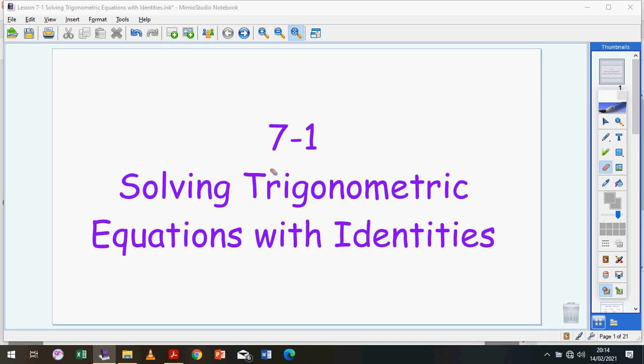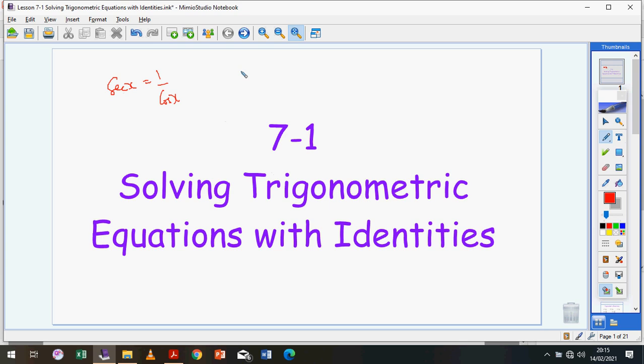Hey guys, so this is the new Unit 7, solving trigonometric equations with identities. And trigonometric identities are basically different ways to express trigonometric functions. I know you know that trigonometric functions can be written in so many different ways. For example, secant of x can be written as 1 over the cosine of x.